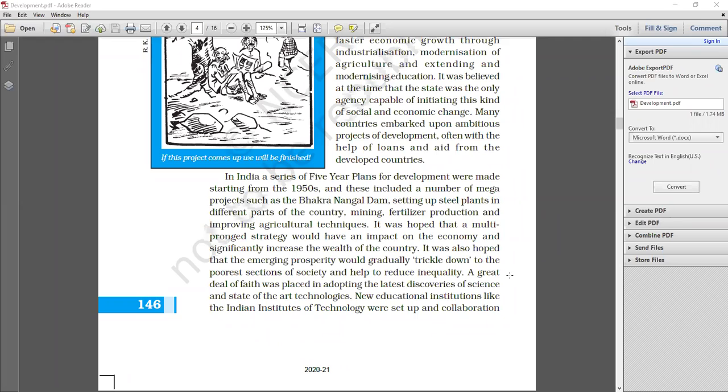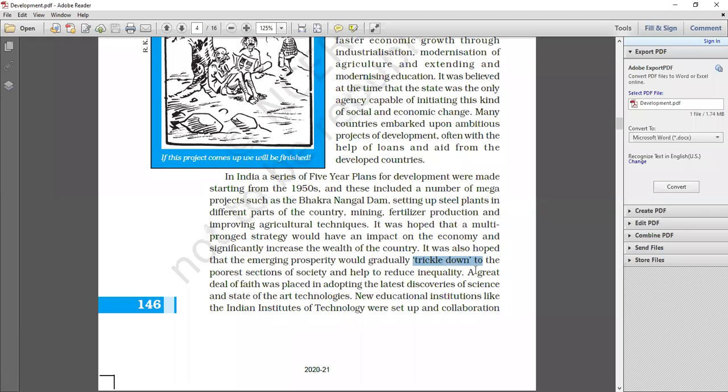Okay, and this multi pronged strategy, ठीक है, multi pronged का मतलब आप सबको पता है, with different areas. You can say multi pronged means different areas, working on different areas. Okay, so it was also hoped that the emerging prosperity would gradually trickle down. Okay, now what is this trickle down?